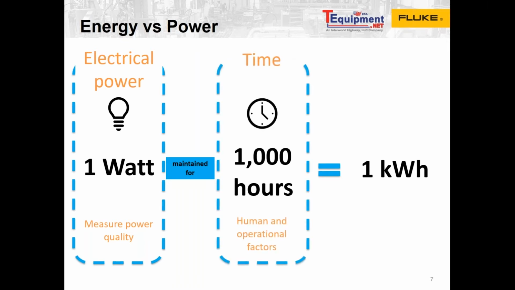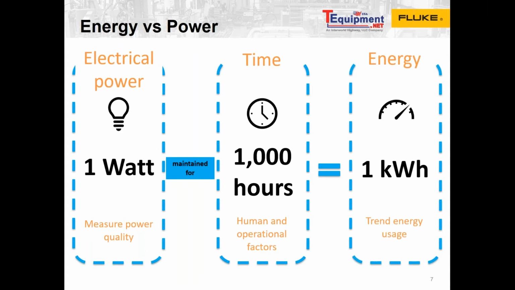The factor of time is dependent on human behavior and operational factors. So how fast are you operating your machine? And is the motor sized properly for that operation, for an example? And the human side of it is, it's the behavior side. So for example, leaving the lights on, is it really necessary to leave the lights on when there's no one in the room?